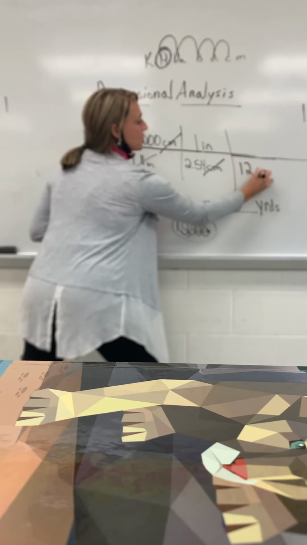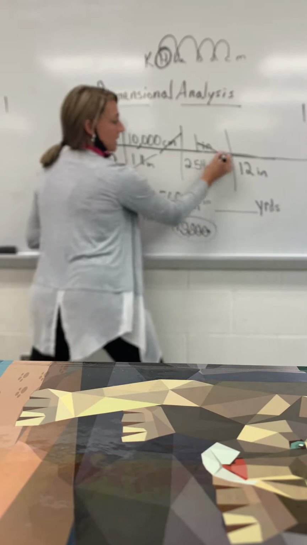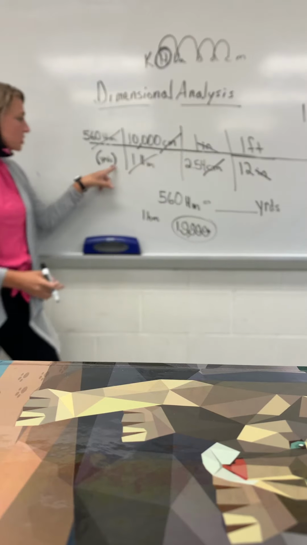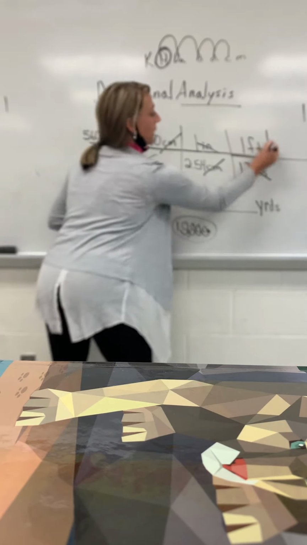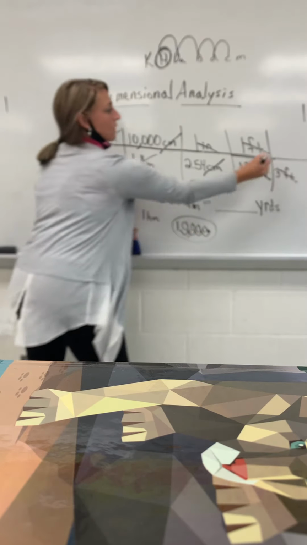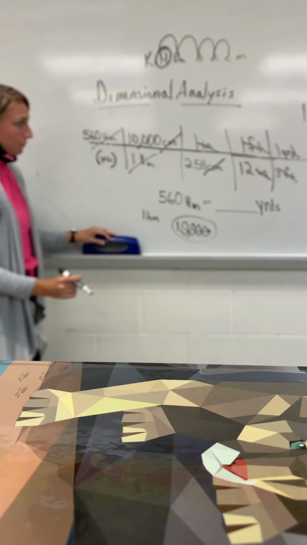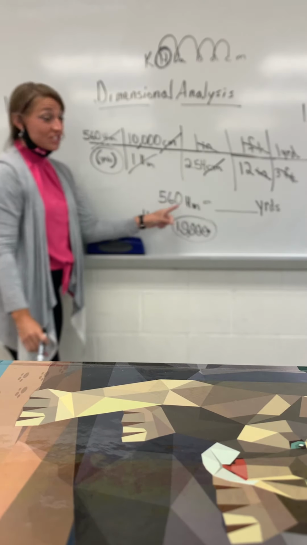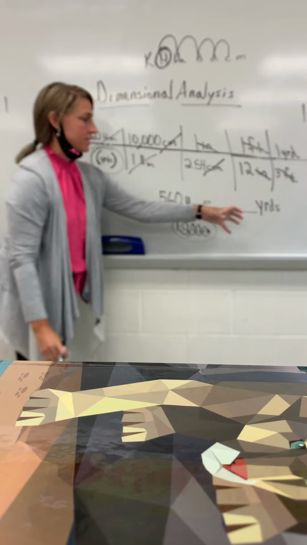So I'm going to take 12 inches, and I wanted the inches on bottom. I know that's 1 foot. So I'm now out of hectometers, I'm out of centimeters, I'm out of inches. My goal is yards, I'm almost there. So I'm going to say 3 feet down low here is equal to 1 yard. Okay, everybody write that down. Now, I'm out of feet and I'm into yard. That was the goal. So I'm trying to answer that 560 hectometers is how many yards here?